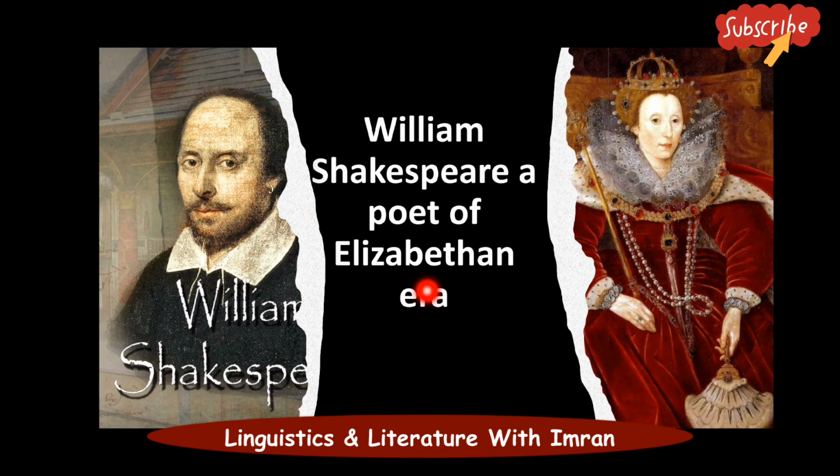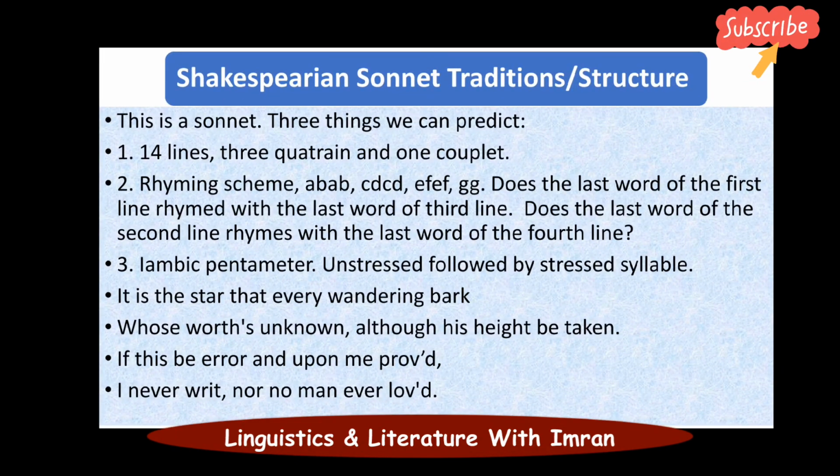So don't forget that William Shakespeare is a poet of the Elizabethan era. Shakespearean sonnet tradition and structure. One thing you have to remember about a sonnet is that it consists of 14 lines. So this sonnet by Shakespeare, Let Me Not to the Marriage of True Minds, consists of 14 lines. So three things we can predict about a sonnet. First, there will be 14 lines. Three quatrains and one couplet.